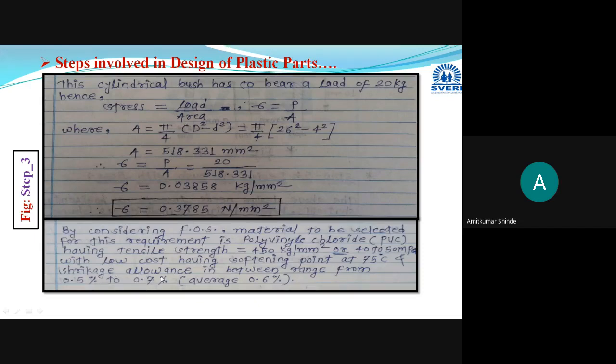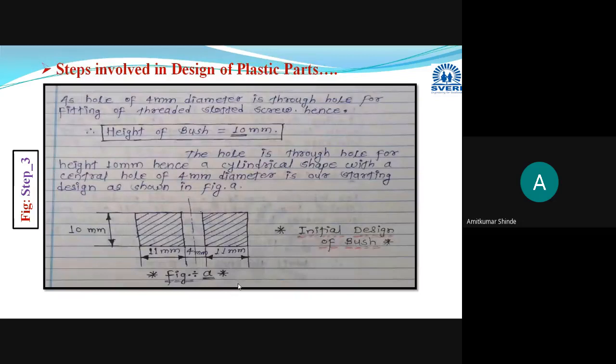This will come in fact in the last stage, where in the end stage you have to provide the shrinkage allowance for each dimension. You have to add this shrinkage allowance, anywhere from 0.5% to 0.7% within this range. Generally, we are considering the average value of 0.6%. So this is the third stage. We have decided the stress acting, and depending on that stress we have decided the material also. So this is the initial design. This is very important here.